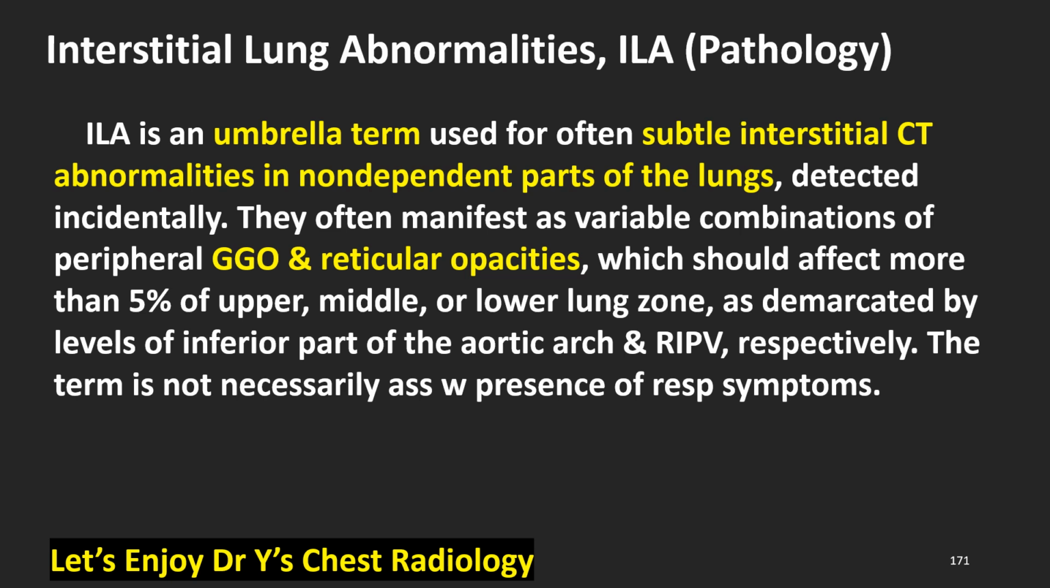Interstitial lung abnormality pathology. Interstitial lung abnormality is an umbrella term used for often subtle interstitial CT abnormalities in non-dependent parts of the lungs, detected incidentally. They often manifest as variable combinations of peripheral ground glass opacity and reticular opacities, which should affect more than 5% of upper, middle, or lower lung zone, as demarcated by levels of inferior part of the aortic arch and right inferior pulmonary vein, respectively. The term is not necessarily associated with presence of respiratory symptoms.